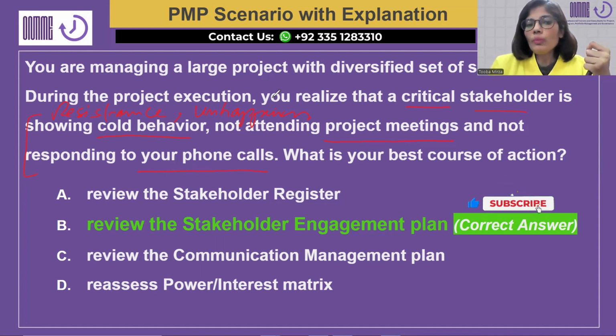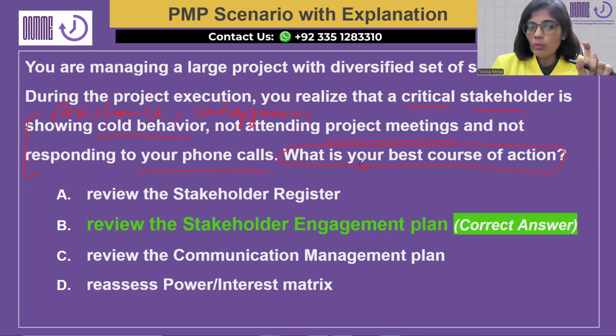However, the question is also asking about the best course of action. Whenever you see the best course of action in the ask of a PMP question, they are asking about the immediate very next step or review that you should be doing, right?